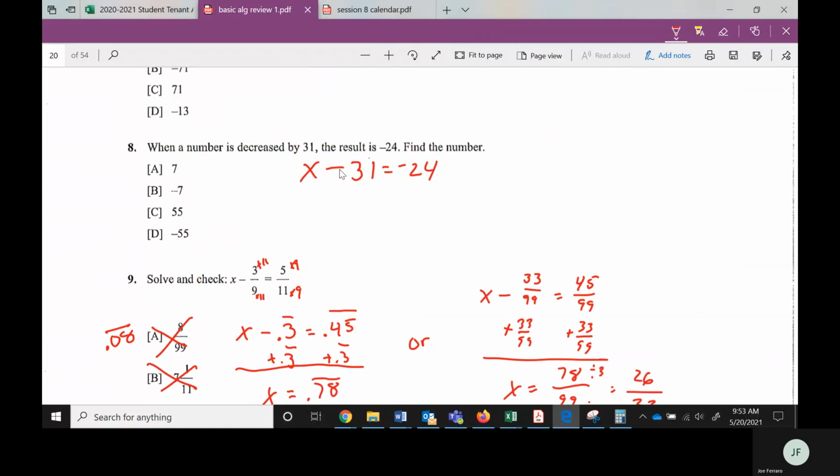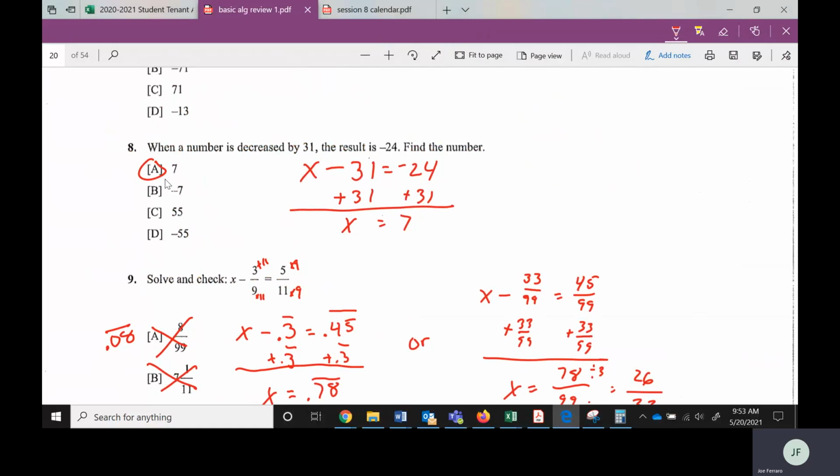X minus 31, so we want to add 31. Do that to both sides. Those cancel out. Equals -24 plus 31. Again, you could use a calculator, or there's 7 more positives than there are negatives. So our answer is 7.